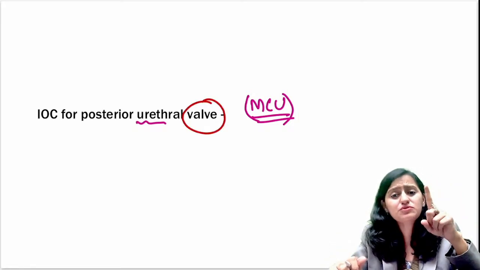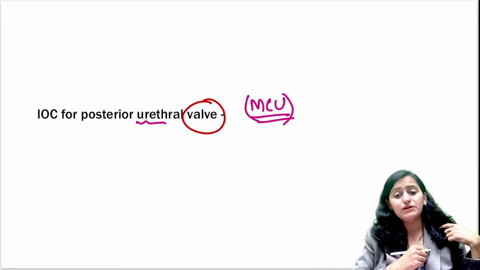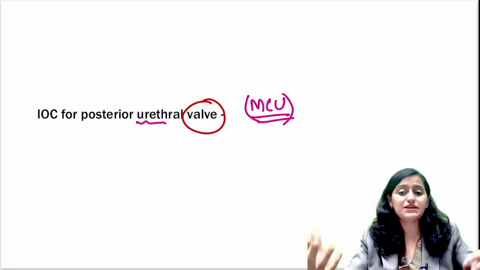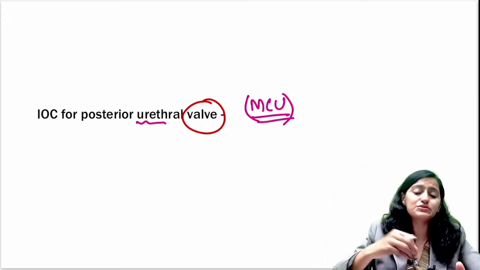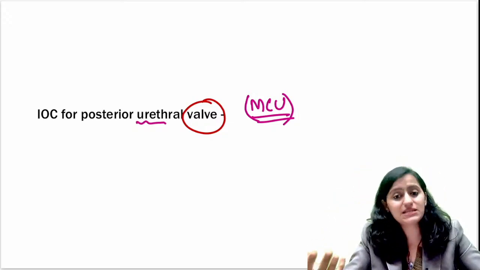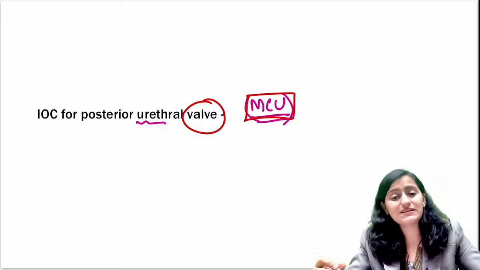Right? If you do RGU, the valve will open and you will not see any obstruction. The obstruction comes only when the urine is coming from the bladder into the urethra. That happens in micturating cystourethrogram, right? So remember, it is MCU, which is the investigation of choice.